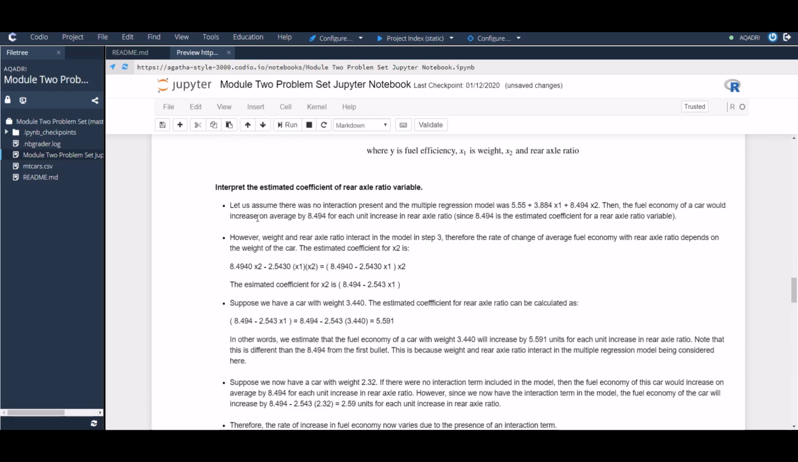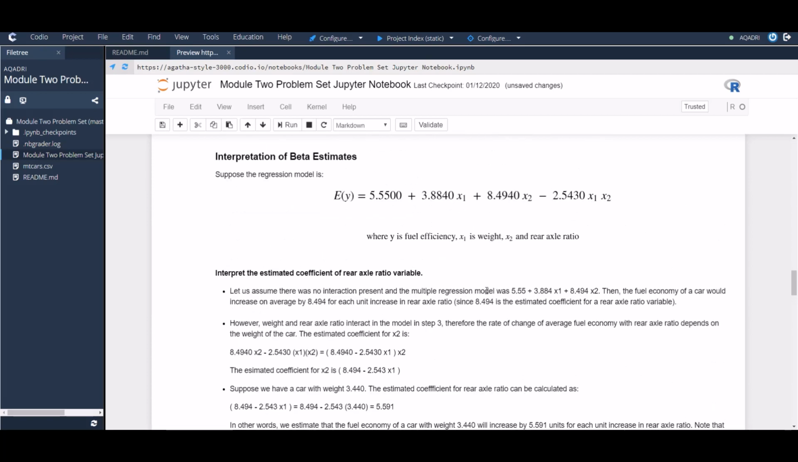So let's focus on interpreting the estimated coefficient of rear axle ratio variable when the multiple regression model includes an interaction term that has this term in it. And the same thought process can be used to interpret the beta estimate for the weight variable. But let's start with the rear axle ratio. So the first bullet here says, let's assume that there was no interaction present, and therefore the multiple regression model would just be 5.55 plus 3.884 x1 plus 8.494 x2, and that's it.